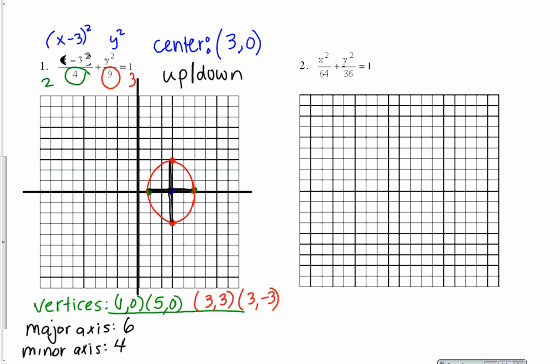And then I just need my domain and range. So my domain goes from my left point to my right point. So that went from 1 to 5. They both got brackets because I could equal them. And my range went from my low point at -3 to my high point at 3. And they both got brackets because I could equal them.